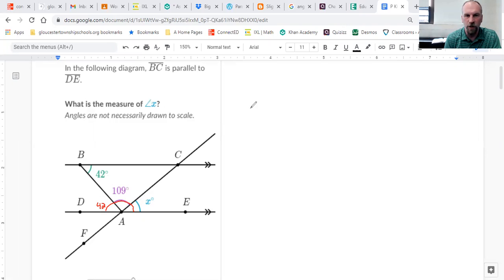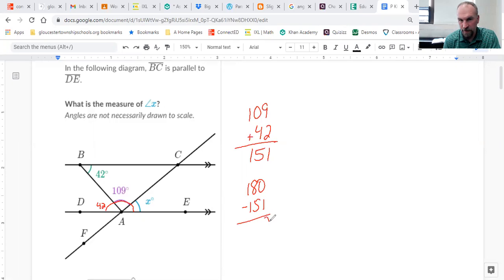So I've got the 109, which is in the middle there. I've got the 42 on the left. Add them together and get 151. And then subtract that from 180. And I will get, let's see, looks like 29 degrees. Looks like X is 29 degrees. That's option A.